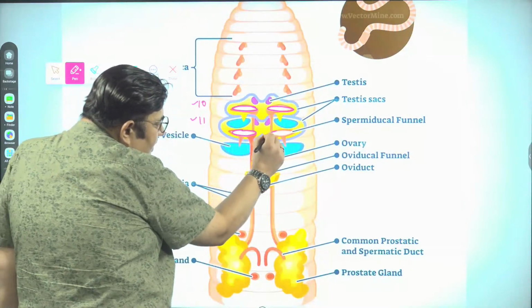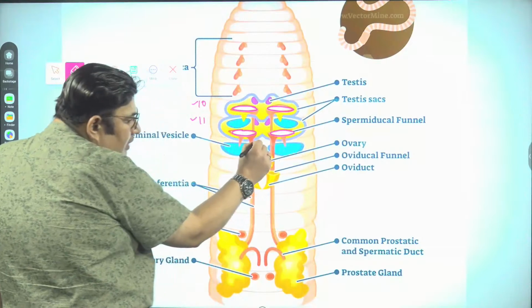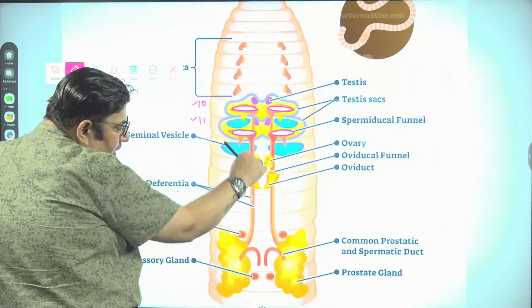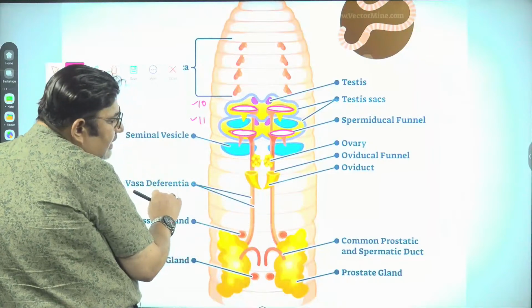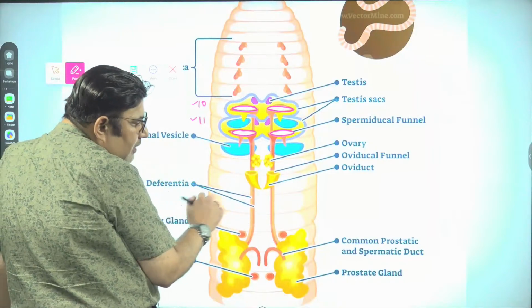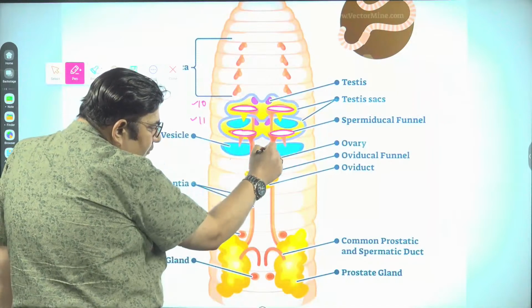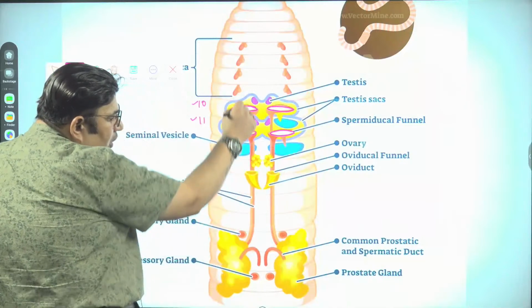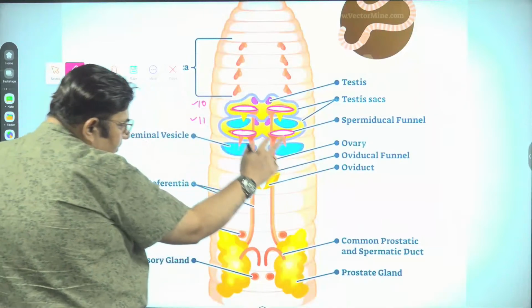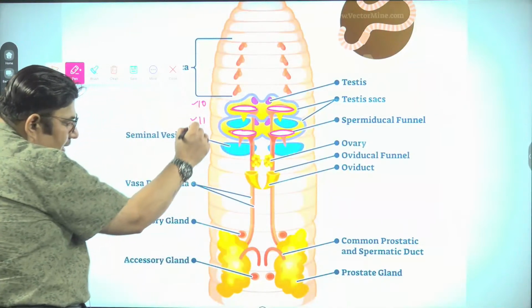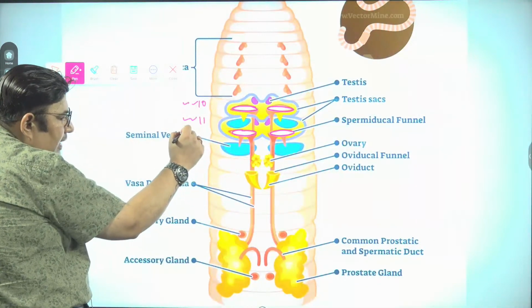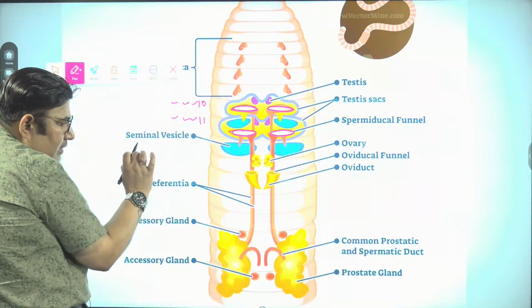So total testes, two pairs. So how many spermiducal funnels? Two pairs. And from these spermiducal funnels arise the vasa deferentia. So one pair of vasa deferentia here and one pair of vasa deferentia here. For all three of them, for example, the testes 10-11, testicular sac 10-11, spermiducal funnel 10-11. That's it.